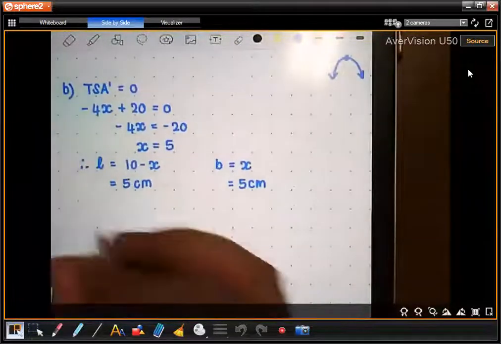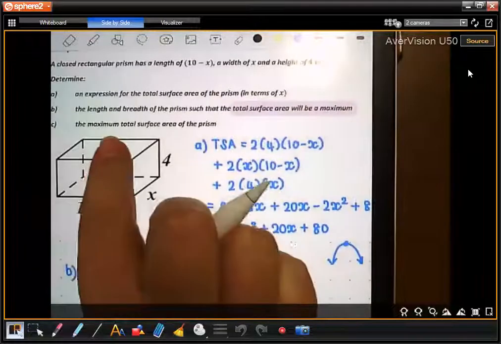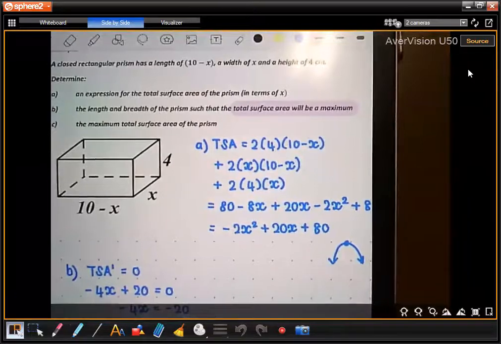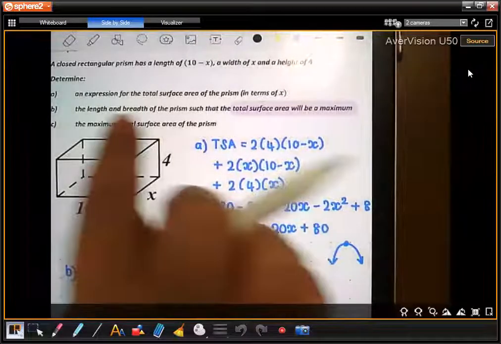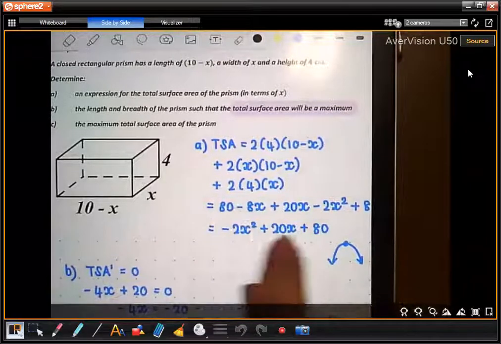All right, C, the last question. In C, they're now asking for the actual maximum total surface area. In B, they asked for the length and breadth that will give me a maximum surface area. And now in C, they're asking for the maximum surface area. So guys, just like what we did in the previous example, we have an expression for the surface area here.